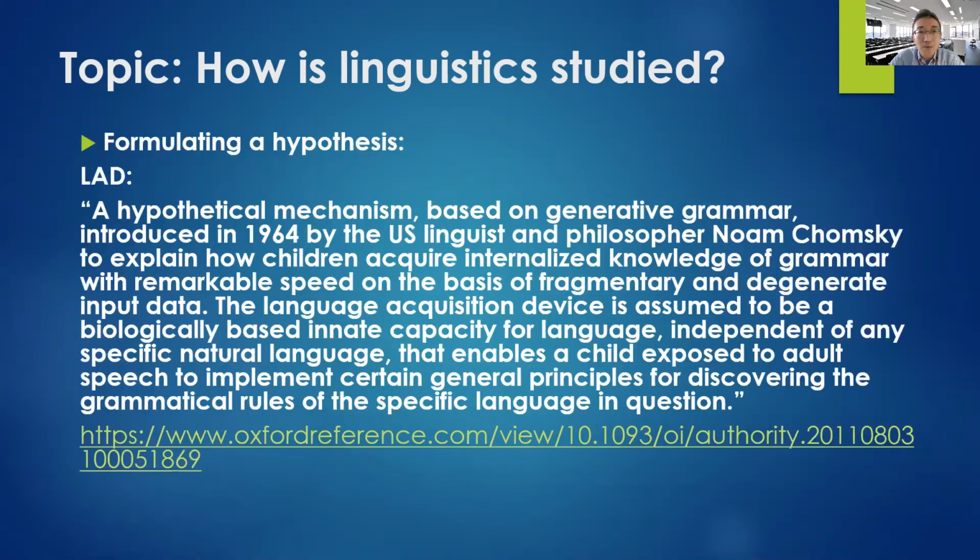It is a hypothetical mechanism based on generative grammar introduced in 1964 by the US linguist and philosopher Noam Chomsky. So what did he do? He tried to explain how children acquire internalized knowledge of grammar with remarkable speed on the basis of fragmentary and degenerate input data. So maybe this definition is too long, so I like to put it in much simpler terms.